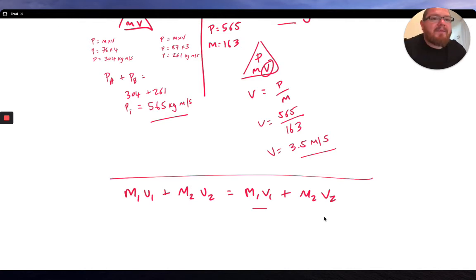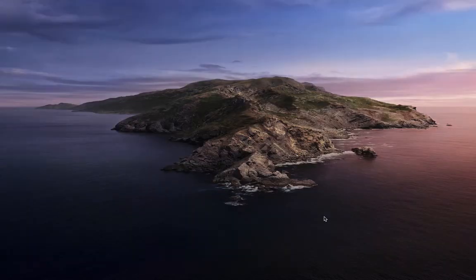I can simplify it because my objects move off together after. So before, after, okay? So M1U1 plus M2U2.